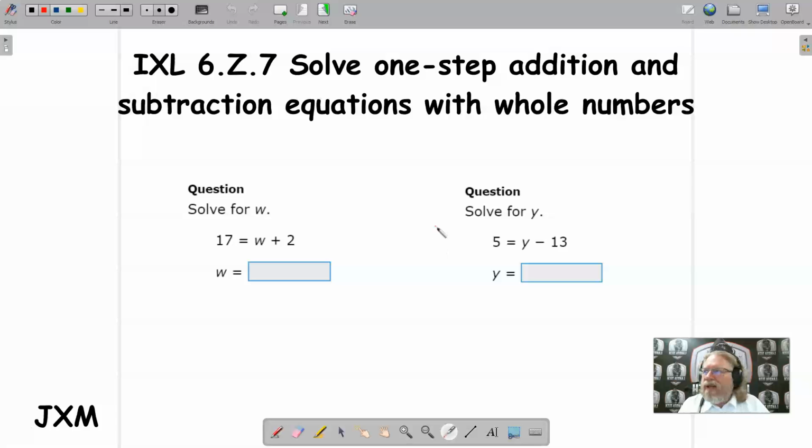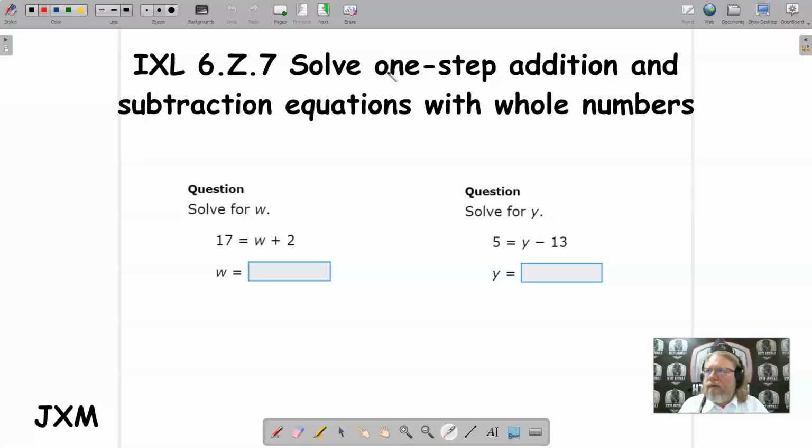Hello. This video is for IXL activity 6.Z.7. It is titled Solve One-Step Addition and Subtraction Equations with Whole Numbers. The 3-character code for this activity is Juliet X-Ray Mike, JXM.